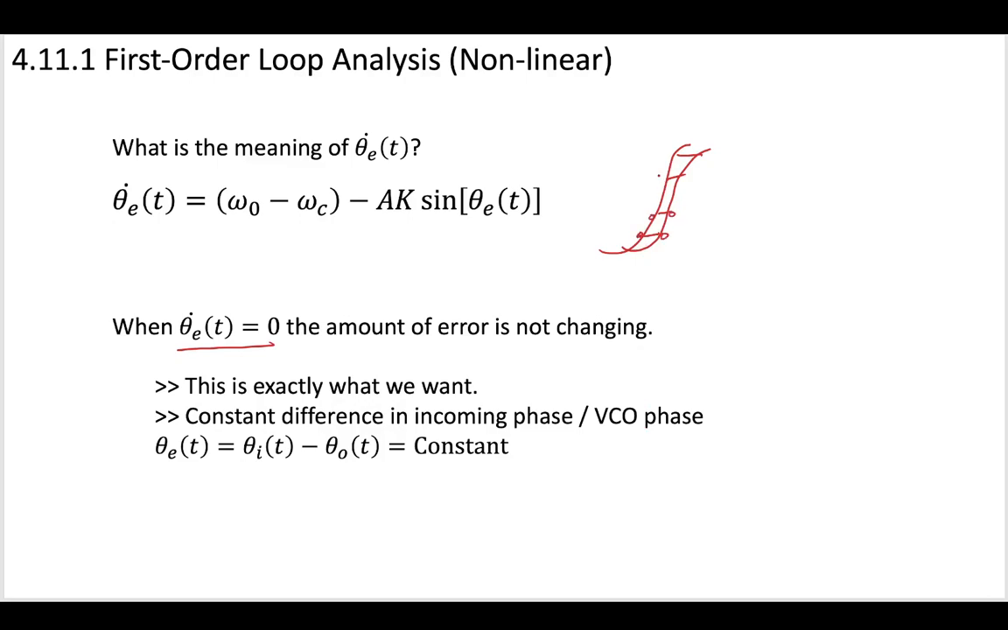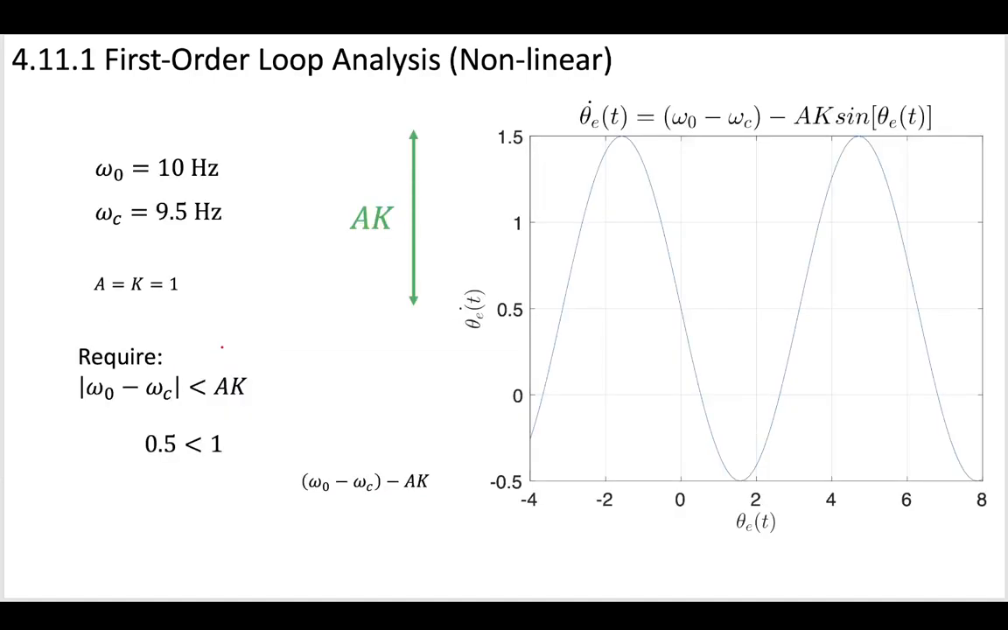When those are constant and stay constant, we know that the phase is locked, and we know that the frequency is the same. We know that our VCO is now generating a frequency that's the same as what we received. So we want the error to be a constant, and we want the derivative of the error to be 0. Let's take a look at an example where we have the derivative of the error for this nonlinear case.